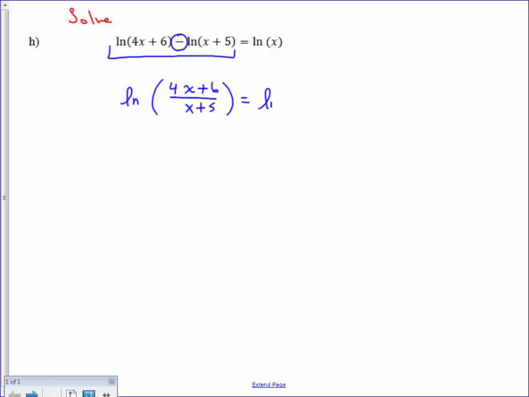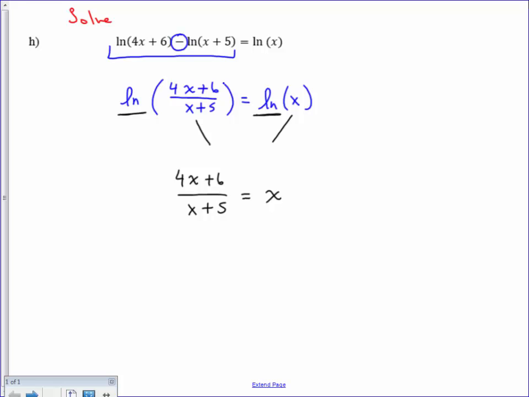So this equation would be rewritten as natural log of (4x plus 6) over (x plus 5) equals natural log of x. Now that we have a single log on the left and a single log on the right, we set the two arguments equal. So (4x plus 6) over (x plus 5) must equal x for the equation above to be true.